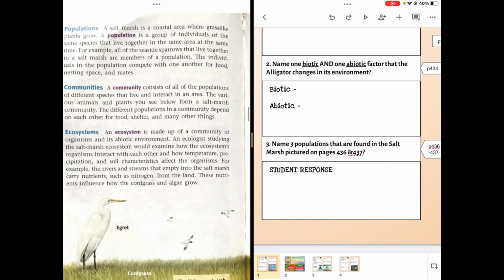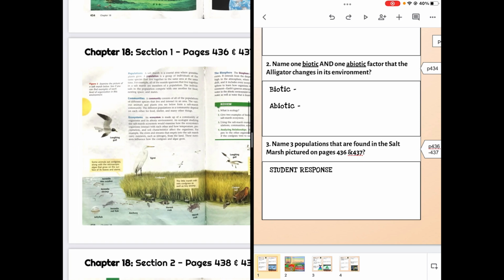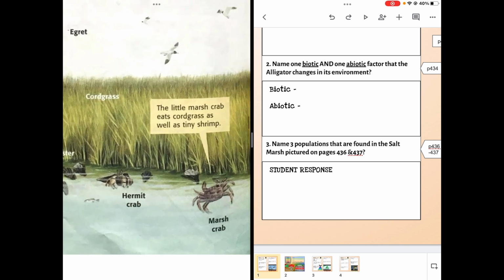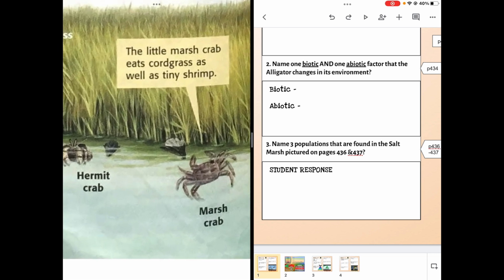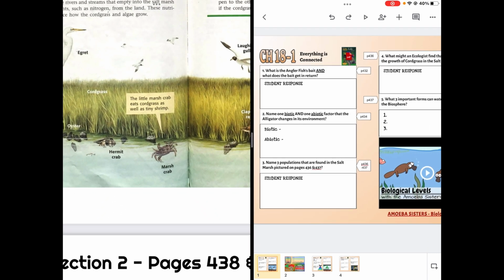For the next one, we have to understand that a population is a group of individuals of the same species living in the same area. If we look at the salt marsh picture across these 2 pages, not everything is in a group. The egret's all alone. It's not in a population. And even though there are 2 crabs, they're different kinds, so they're not in a population. You need 3 groups of things that are in a group, but also the same type of thing. There's more than 3, so pick 3.